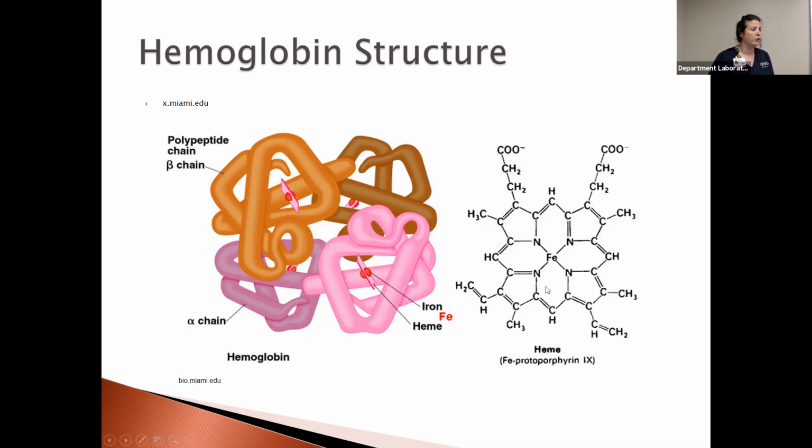And if you think about what a protoporphyrin ring is, it's just a combination of hydrogen, carbon, and nitrogen molecules. Okay, that's your protoporphyrin ring. And notice that iron is right in the middle of that protoporphyrin ring.